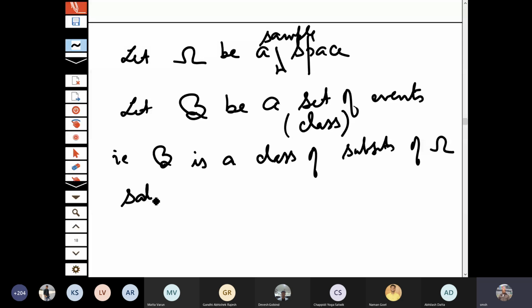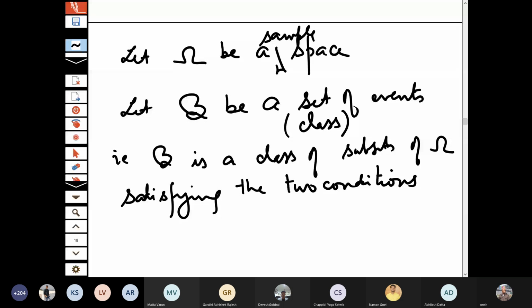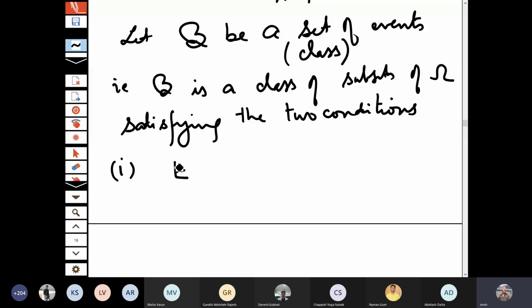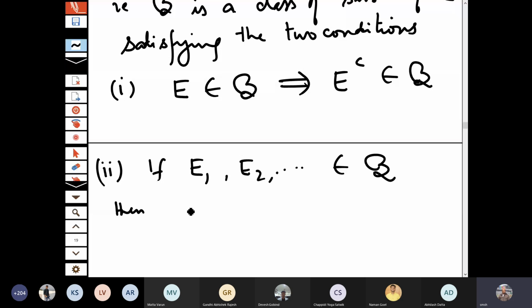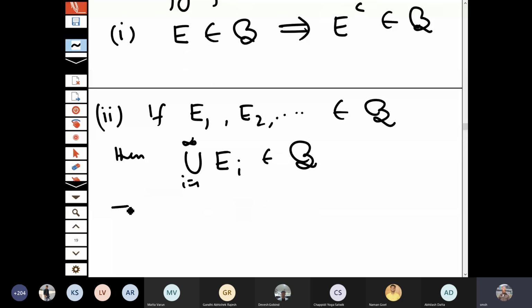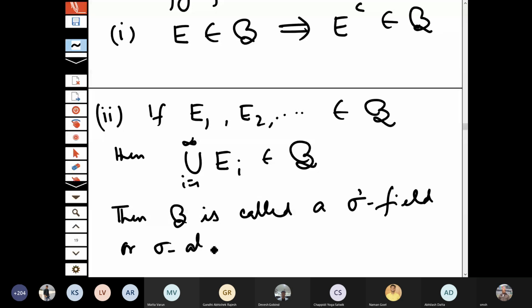So script B is a class of subsets of omega satisfying two conditions. One, E belonging to B implies that E complement belongs to B. And second, if E1, E2 and so on belong to B, then the union of E_i belongs to B. Then B is called a sigma field or sigma algebra of subsets of omega.